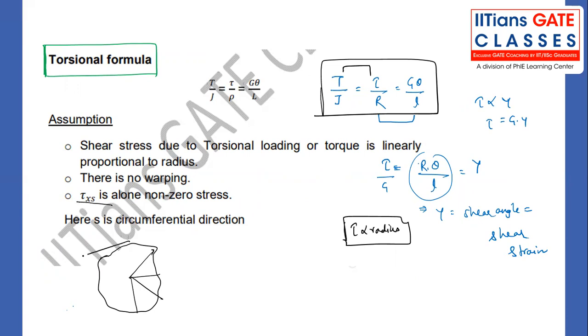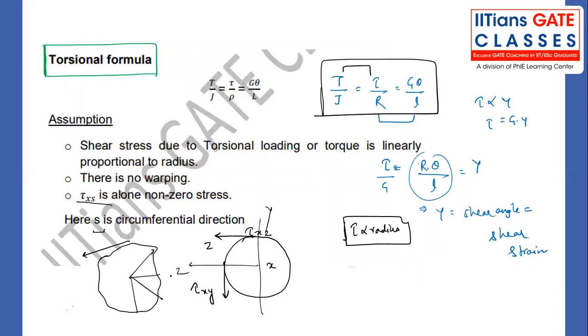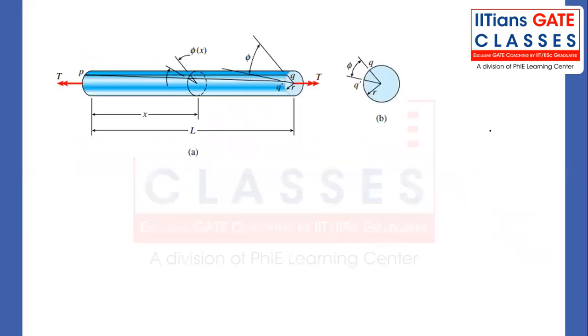Tau x... Suppose the plane of the cross section is x, and in which direction is it acting? Suppose it is acting in this z direction. So what will you write? Tau xz: x is the plane, z is the direction. z is nothing but the circumferential direction. If you want to write here, then tau xy, if I take this axis to be y and this axis to be z. So these are a few things which are very important regarding the torsional formulas.